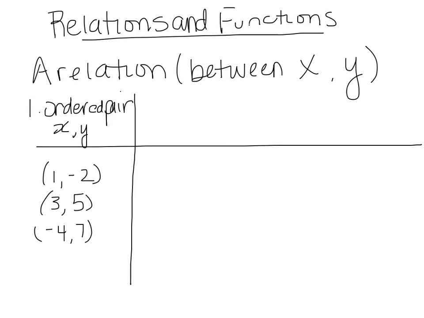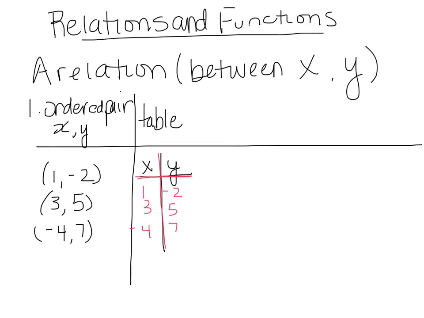Another way to do it, though, is with a table. Again, something we're very familiar with. We make an x and a y table. And we can show the same relation in a table: 1, negative 2, 3, 5, negative 4, 7. So nothing earth-shattering here, we're just getting some vocabulary down. We want to make sure that we're able to go back and forth between these multiple representations. That's the new buzzword now in teaching math, multiple representations.